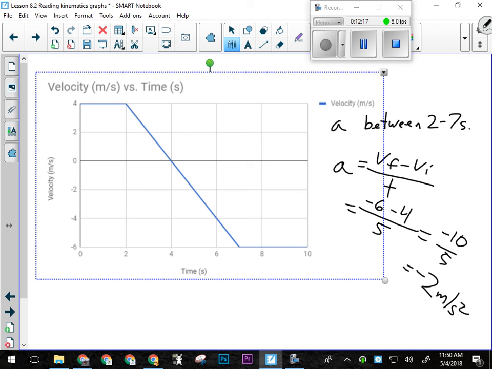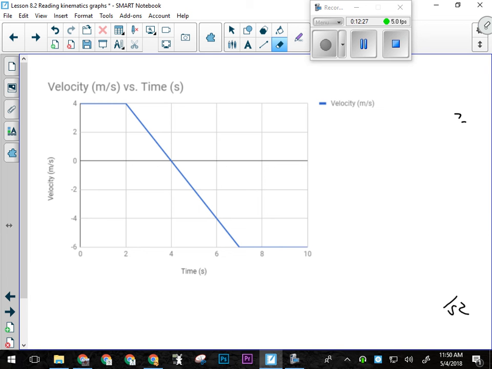Okay, let's see if we can get the total displacement. I want to calculate the total displacement over the whole trip. Okay, so that's your next challenge.